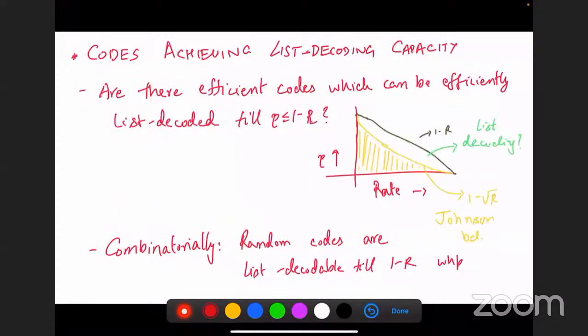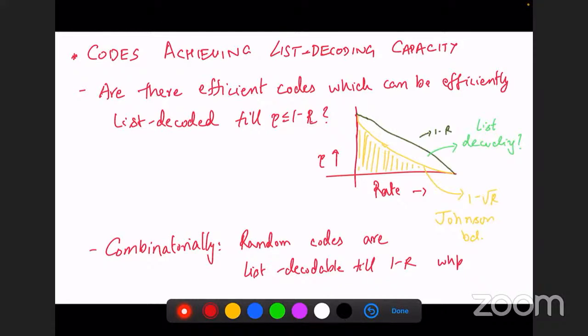And so now, the question which is still really important to answer, and which we don't quite know how to answer using Reed-Solomon codes, is: are there codes which we can efficiently list decode up till the capacity of 1 minus R, up till the list decoding capacity? Because we know that beyond 1 minus R, the list size is going to grow super polynomially.